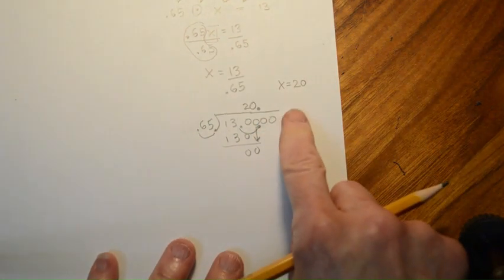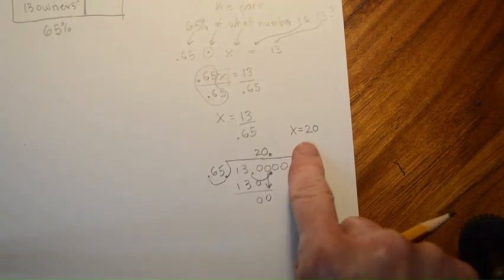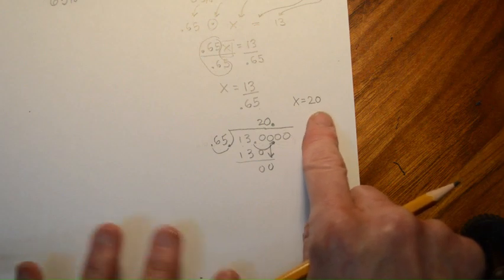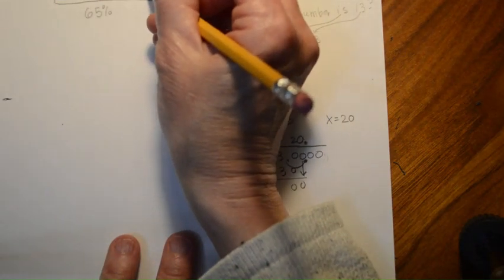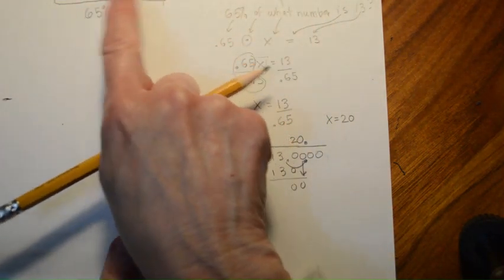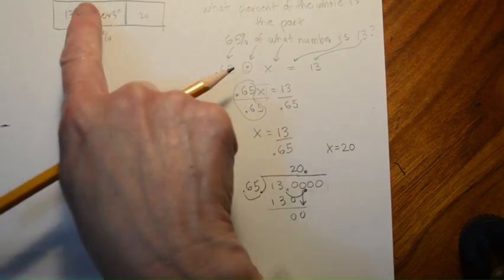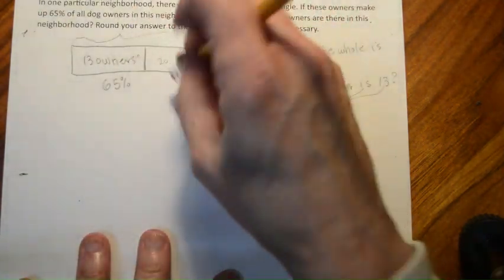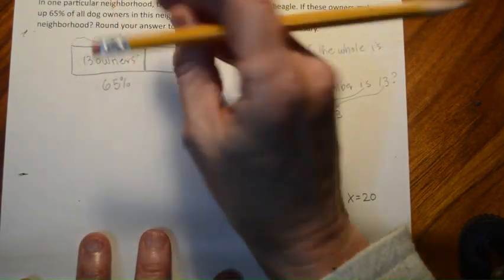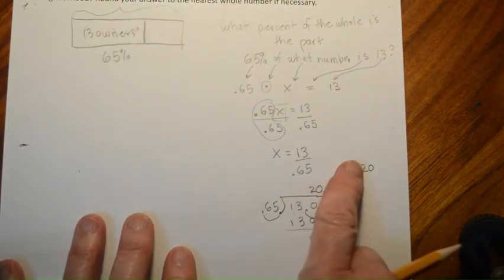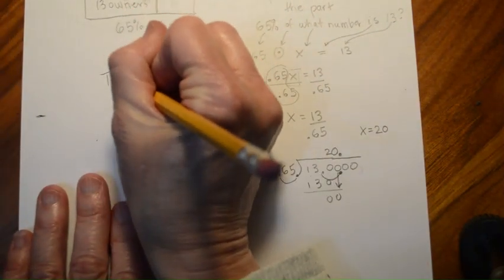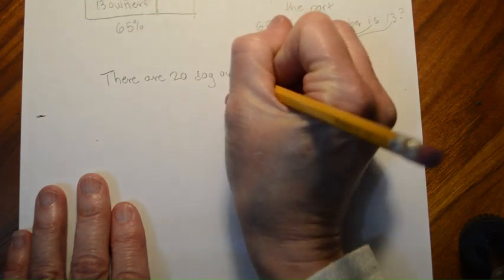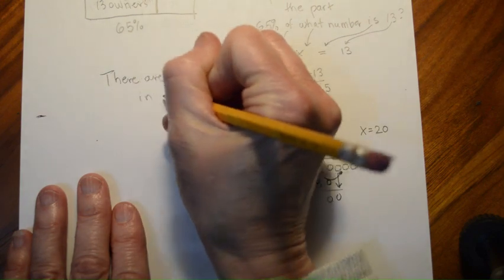Now we have to be careful to make sure that we're answering the question. This x stood for the whole number of families, all of the families in the neighborhood. So don't say that this is 20 right here, right? That's how many don't own a beagle. That's not what they asked us. They asked us how many dog owners are there in this neighborhood. So we want all of them. So the whole amount of dog owners in the neighborhood is 20. So we would say there are 20 dog owners in the neighborhood.